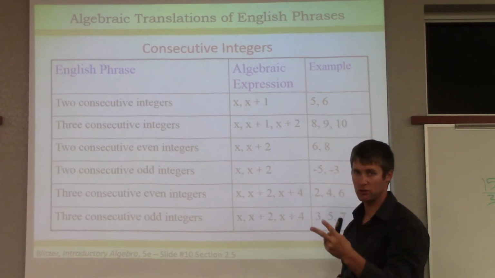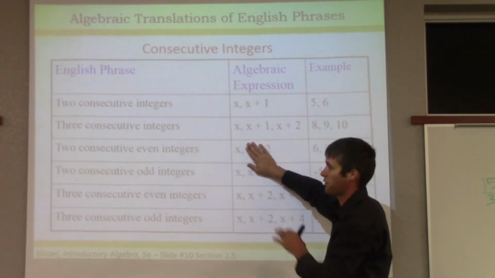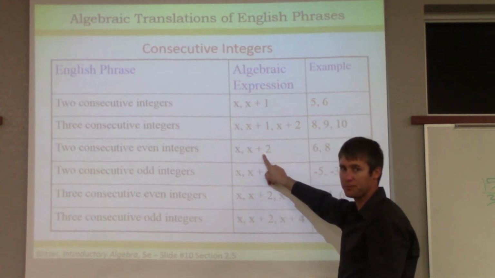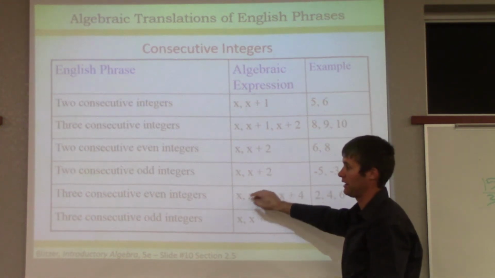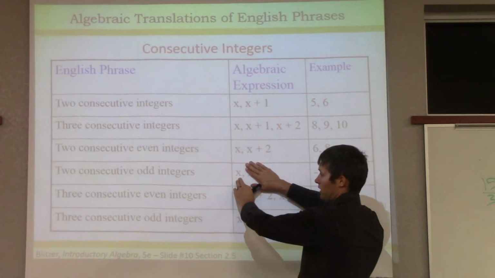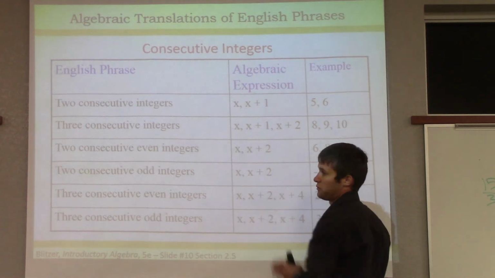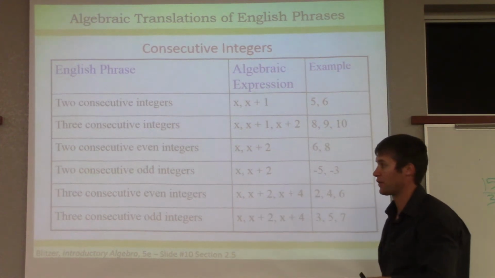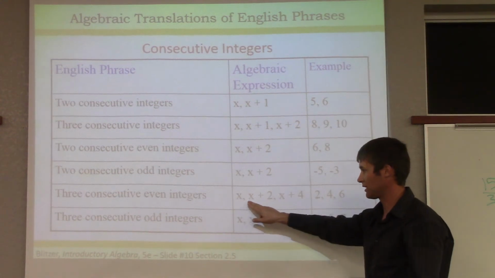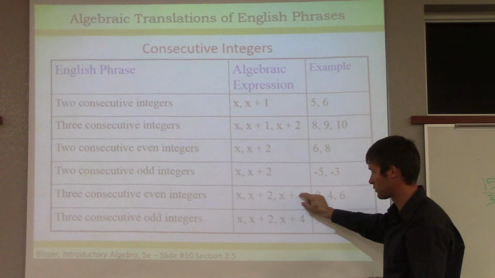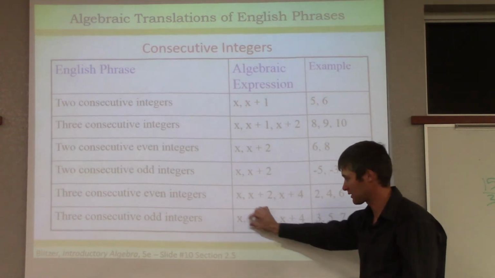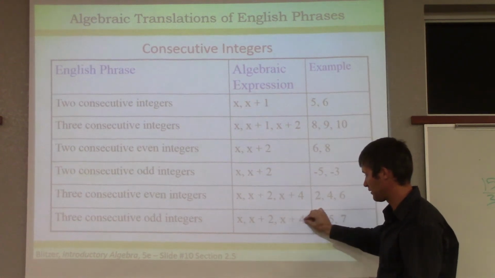If they say 2 consecutive even integers, 2, 4, 6, 8, they're separated by a difference of 2, 2 to 4, adding 2. So you start off with the first one, which is x, I don't know, then your next one would be x plus 2. If they had odd integers, 3, 5, 7, 9, start off with x, what we don't know, and we add 2 to it. 3 consecutive even integers, we go x, then x plus 2, then x plus 4. So we're going up by 2 each time. 3 consecutive odd integers, same thing: x, then add 2 to it, then add 4 to it.